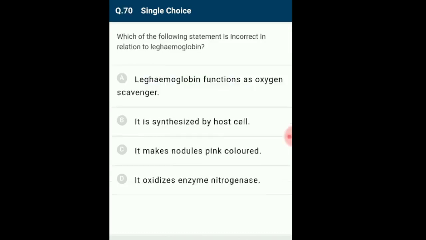Question number 70. Which of the following statements is incorrect in relation to leghemoglobin? The enzyme nitrogenase, which carries out nitrogen fixation, is highly sensitive to molecular oxygen and requires anaerobic conditions. To protect this enzyme, the nodule contains an oxygen scavenger called leghemoglobin, which is synthesized by the host cell and is a pinkish colored substance. So the answer is option D. It oxidizes the enzyme nitrogenase. That is the incorrect statement.